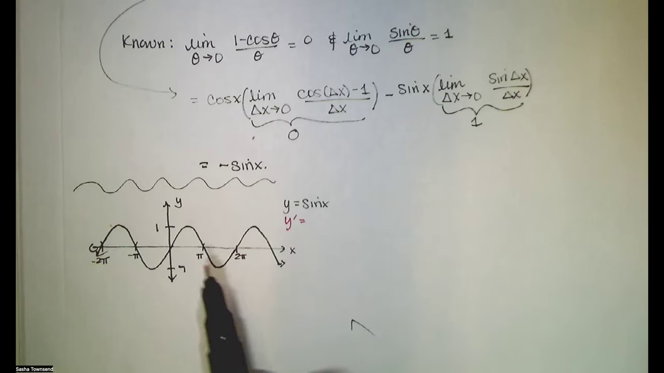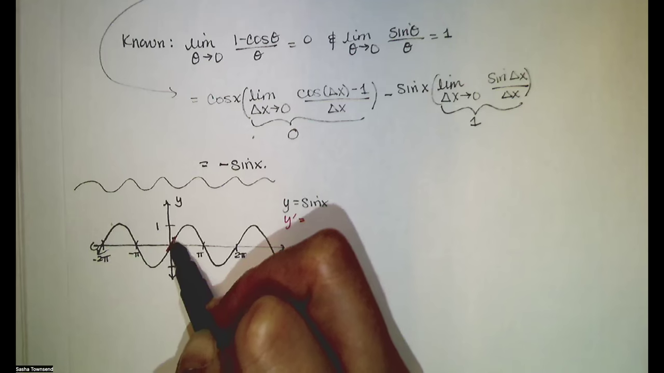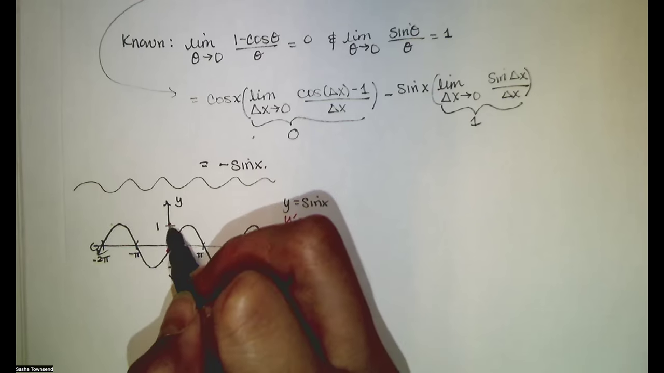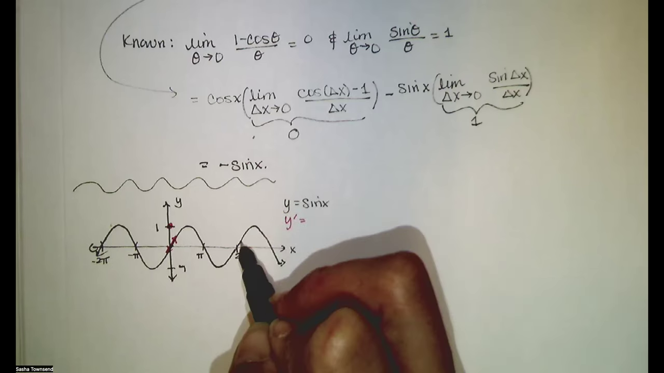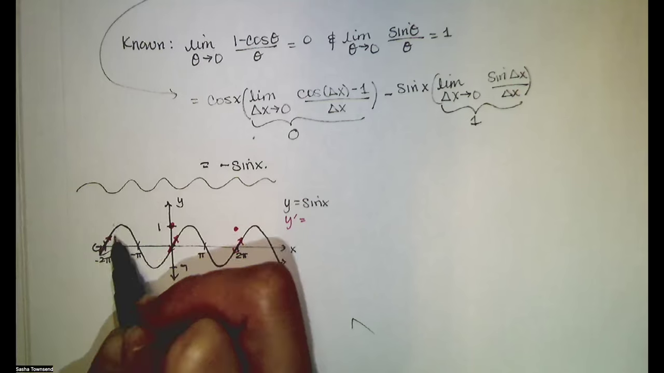I can think about the tangent line right here and say, okay, what does the slope of the tangent line seem to be? Well, I know it's a positive number because that line is sloping up as we go from left to right. It turns out that the slope happens to be 1. The slope is 1 there as well. And the slope is 1 there as well.